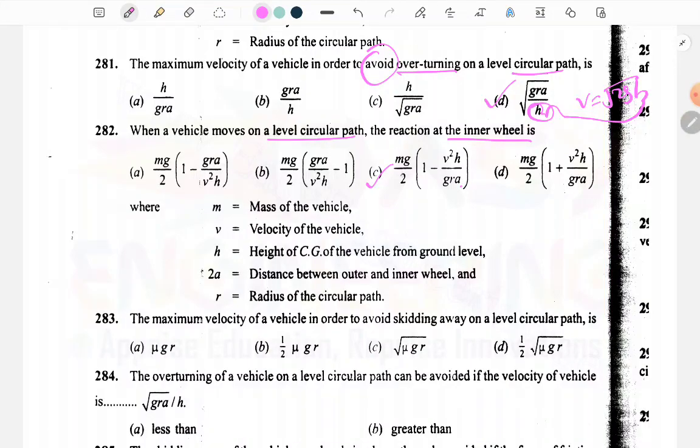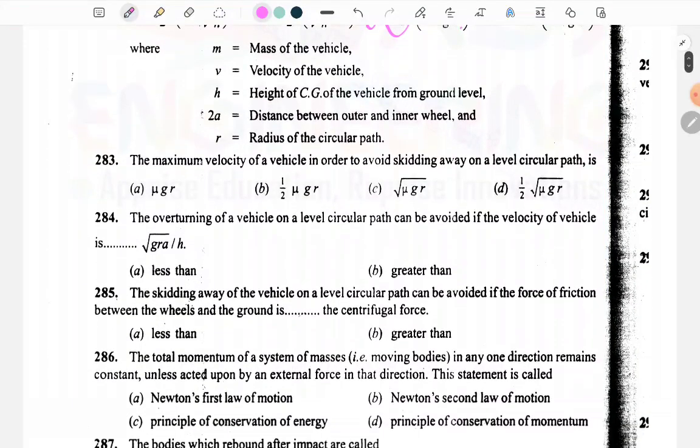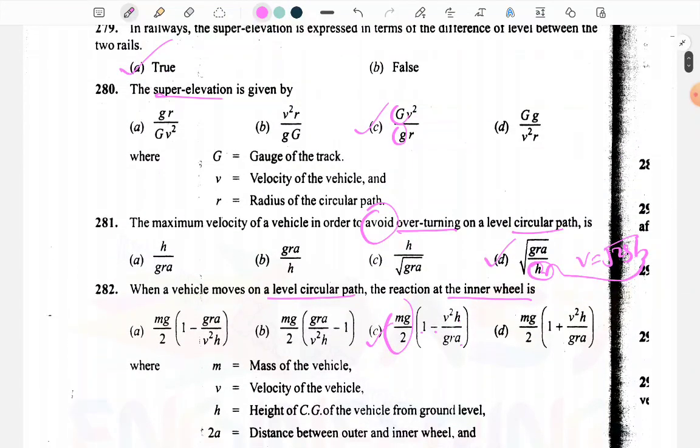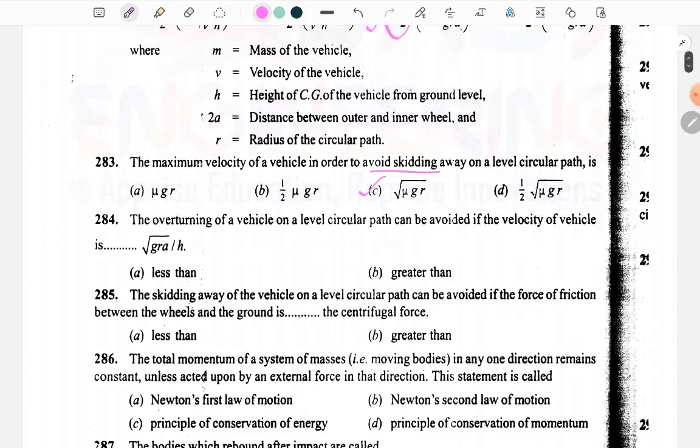So mg by 2 will be common, 1 minus will be there, v square into h and g into r into a will be in the down. Maximum velocity of the vehicle in order to avoid skidding now. Skidding also under root of mu gr. Overturning you know already, this one. Overturning also under root. Skidding also under root, 283. Okay.